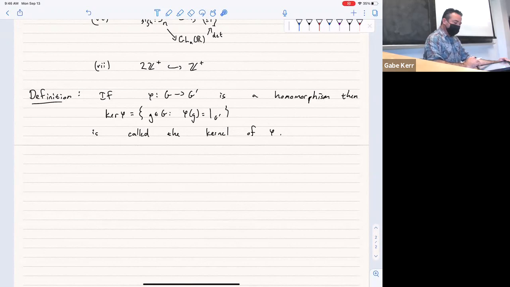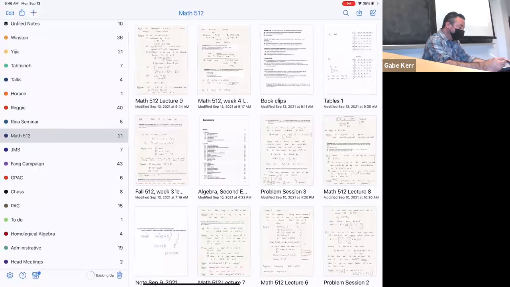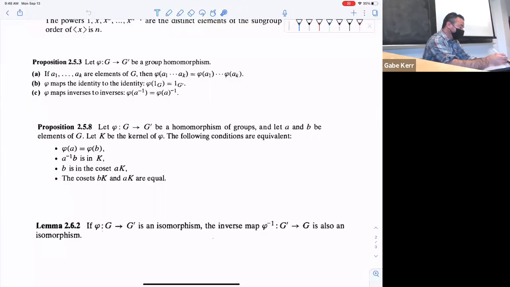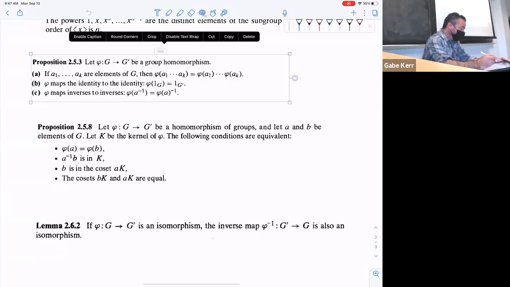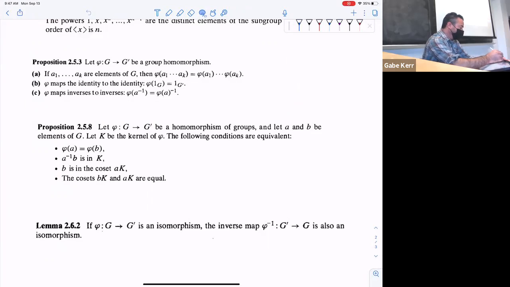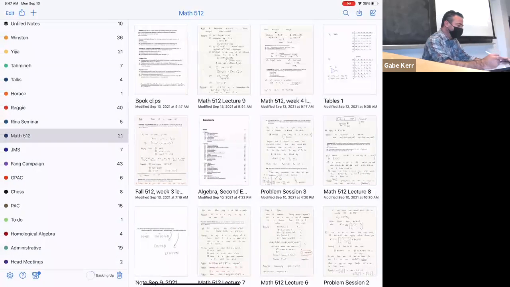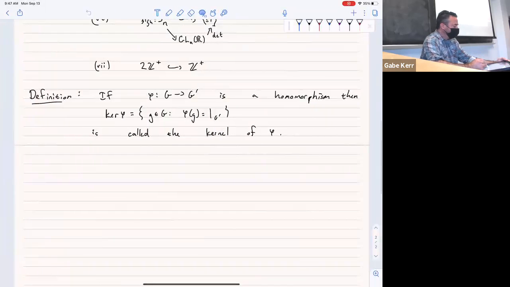All right. So let's look at it. Now we have some set of examples that we can think about. Let's do some general facts or propositions about these homomorphisms. I have a couple of propositions, from Artin, that I want to look at.